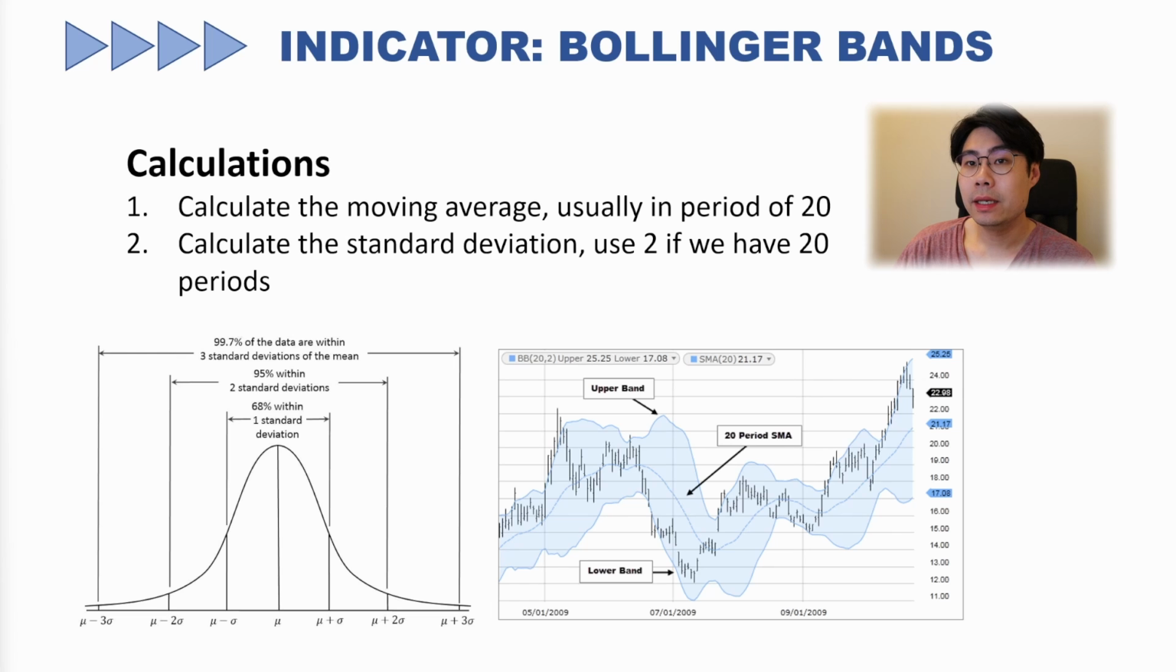It basically is calculated to account for the volatility or the spread of the price, right? So imagine this bell curve is the spread of all the different prices, right? Some of the prices may fall within the middle, some of them may be within 1 standard deviation, within 2 standard deviations, within 3 standard deviations.